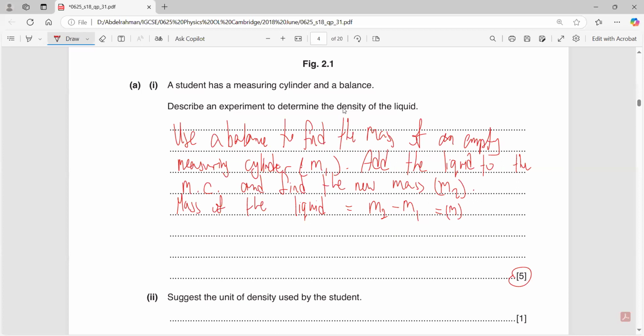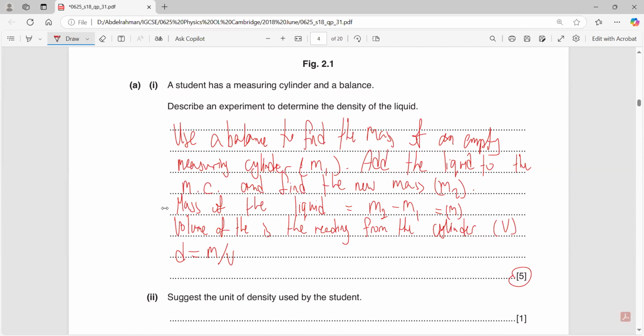How can I find the volume? Just take the reading from the cylinder. The volume of the liquid is the reading from the cylinder. Then we can say density equals mass over volume. So this is V, the volume of the liquid, and M, the mass of the liquid.